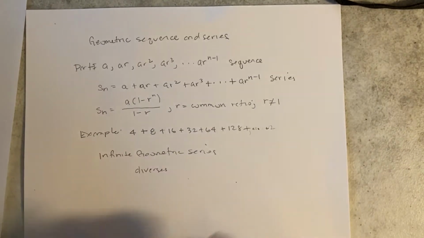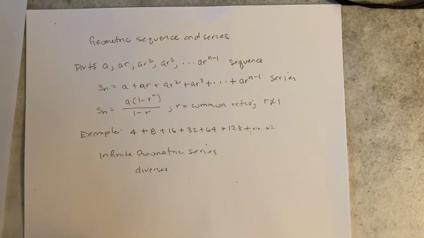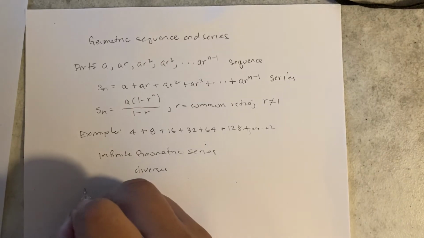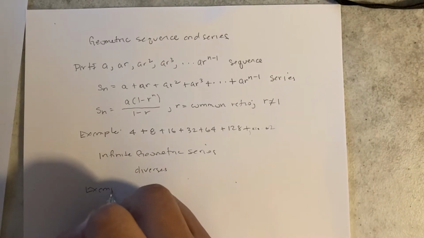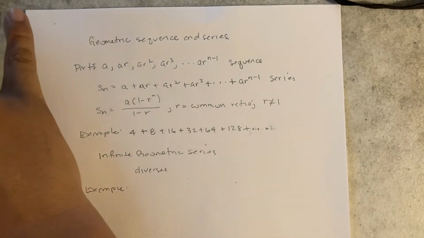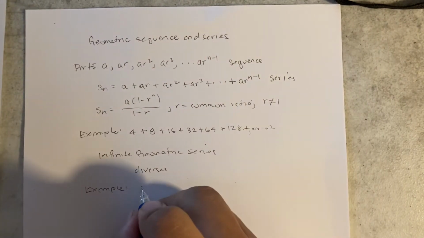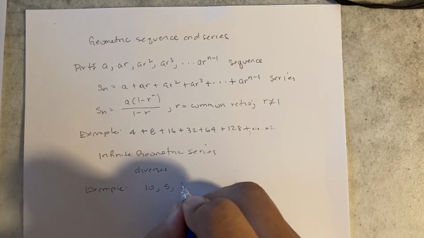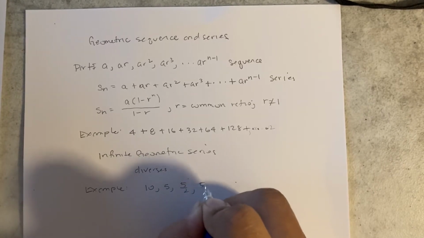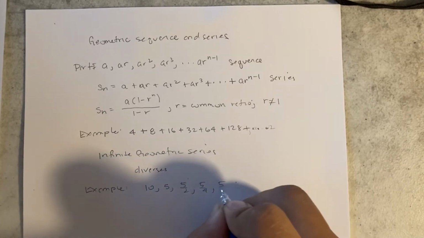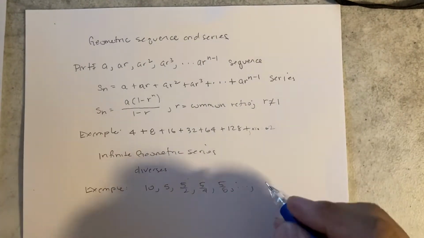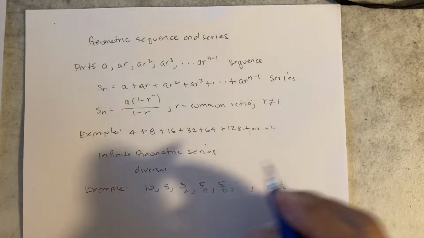Okay, so now let's look at a series where it actually converges. So I'm going to look at this convergence here, and we're going to look at a geometric convergence. So 10, 5. Let's look at a sequence first: 5/4, 5/8, dot, dot, dot. And it continues on forever. So this one, r is equal to 1/2.